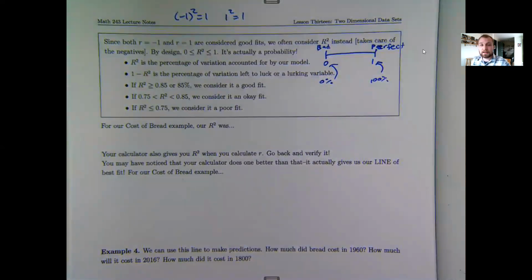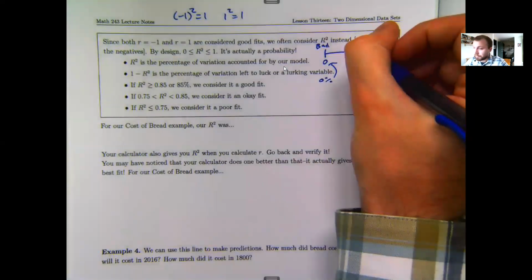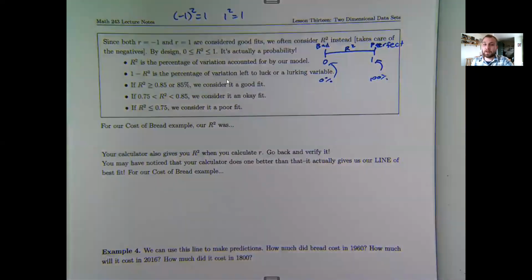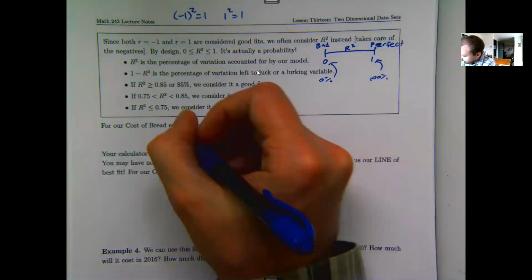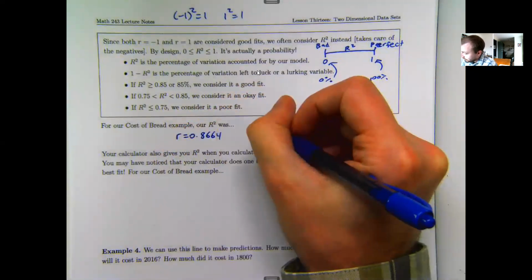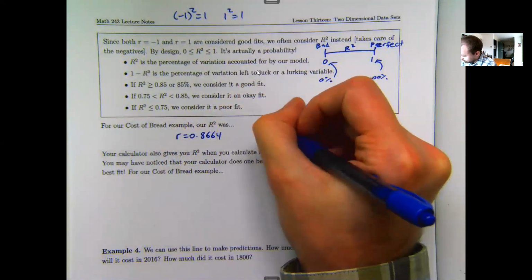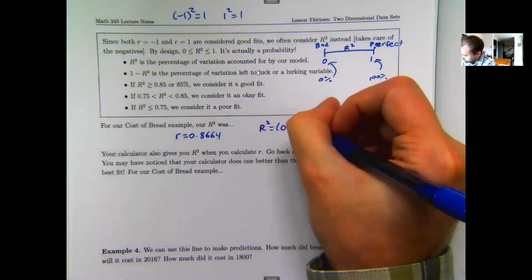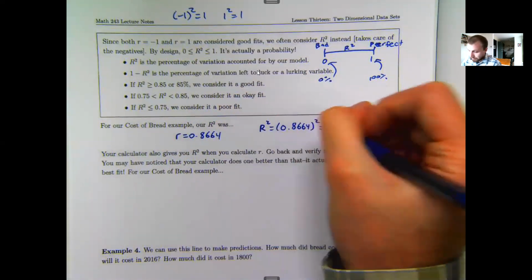The technical way of saying this is R squared is the percentage of variation accounted for by my model. And I want to know where things are coming from. So the larger the R squared, the better. Because anything that you don't know, that's just due to luck or a lurking variable or something else that you can't describe. So for example, we had an R of 0.8664. We're going to square this R. And let's see what we get.